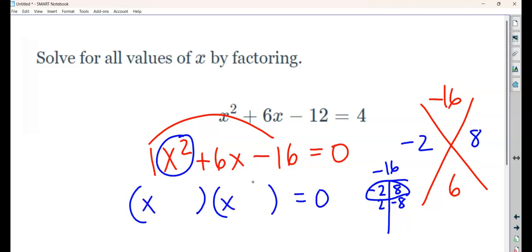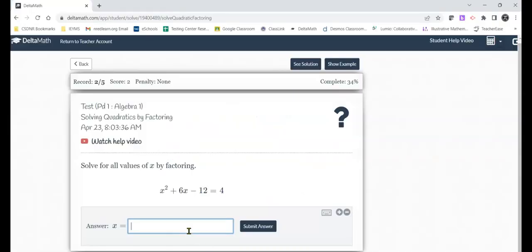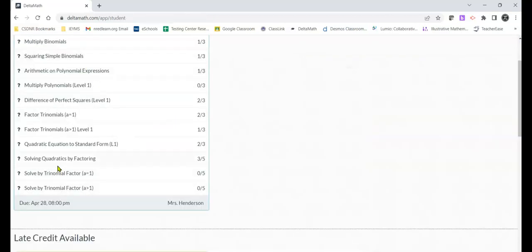Square root the first, and then take the factors from the diamond pattern, then split them into two separate equations. The answer here will be 2. The answer here will be -8. So 2 and -8 in any order with a comma in between. 2 and -8. That's how you solve, by factoring.